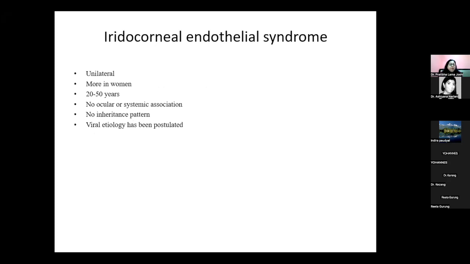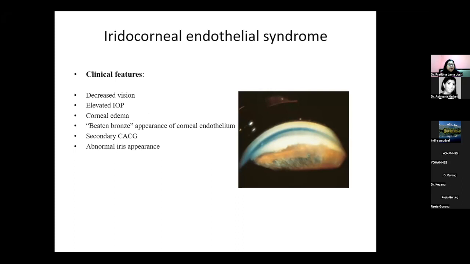It is usually unilateral and more common in women. Age of presentation is 20 to 50 years. There is no ocular or systemic association. There is no inheritance pattern, and a viral etiology is also suggested. Clinically, there will be decreased vision, elevated intraocular pressure, corneal edema, bronze-beaten appearance of the corneal endothelium, and abnormal iris appearance. This is a gonio photograph where we can see formation of PAS.